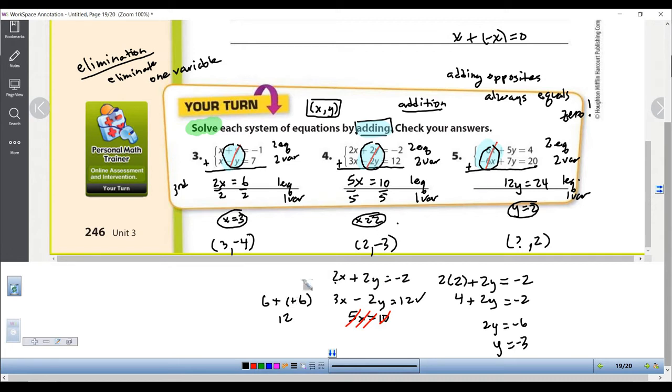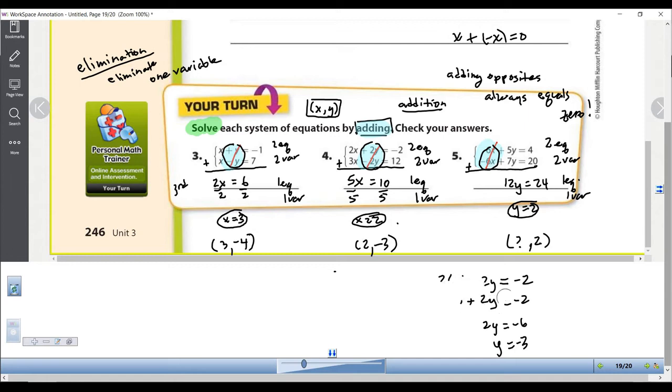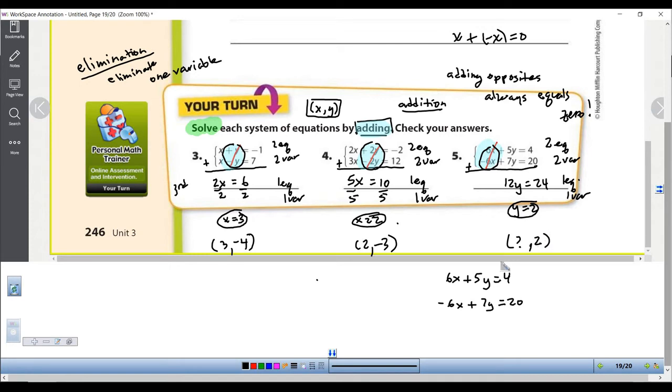All right, last one here. Again, we added these equations together. This one was different though, because when we added the two equations together, we eliminated the x, so now we know what y is. So if I go up to that top equation, it is 6x plus 5y equals 4, and the one below it is negative 6x plus 7y equals 20. But what did we find out? We found out that y was equal to 2.